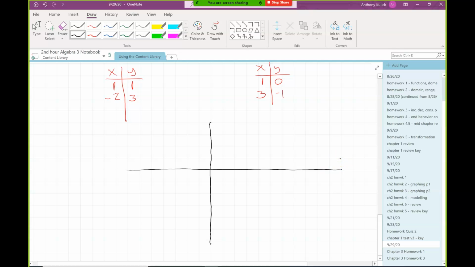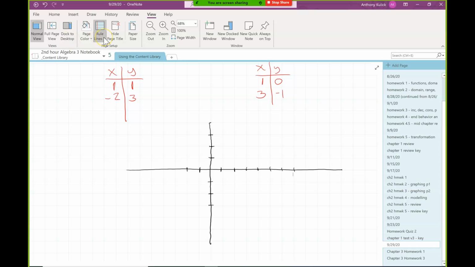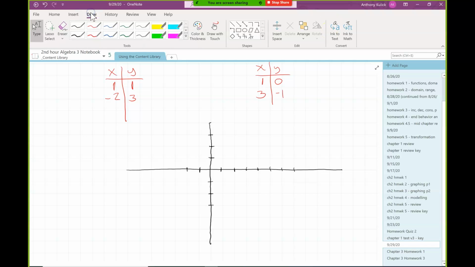So you notice that I've turned on the graph paper for this because it helps make things a little bit neater. If you go to View and pick the Line Rules option, you can get graph paper on your OneNote if that helps.